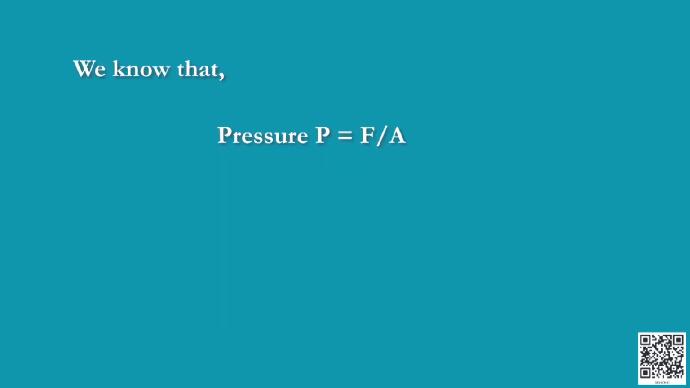So, if we try to calculate the pressure, we get that pressure is equal to force divided by area. Force is 30 Newton, whereas area is 15 centimeter square. Here we need to note that area is given in centimeter square. This gives us the value of pressure as 30 divided by 15, that is 2 Newton per centimeter square. So, the pressure acting is 2 Newton per centimeter square.